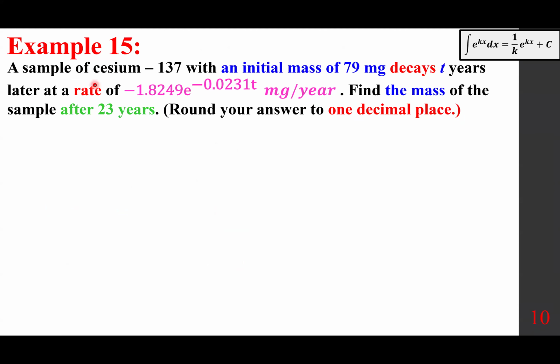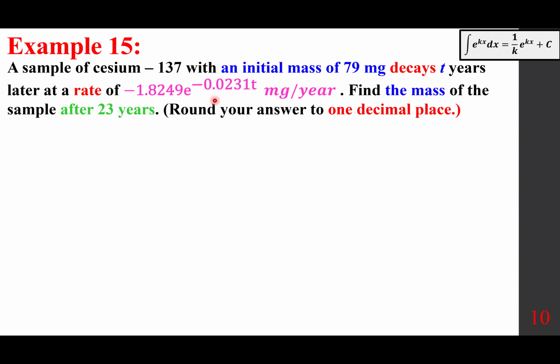A sample of cesium-137 with an initial mass of 79 milligrams decays t years later at a rate of -1.8249 e to the power of -0.0231t milligrams per year. Find the mass after 23 years. Understand, the rate refers to the derivative.